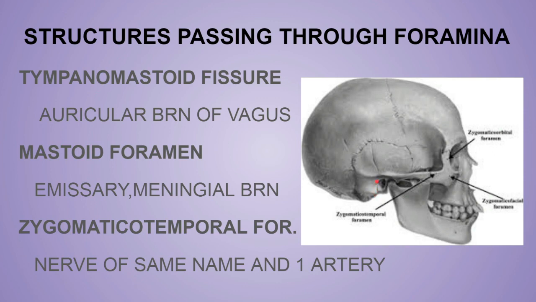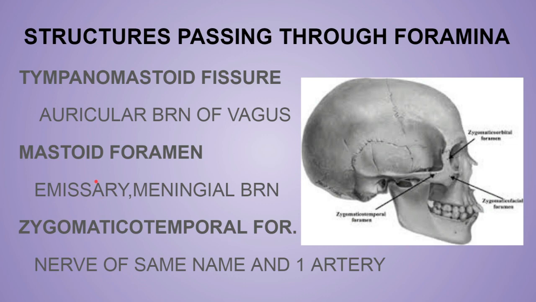Now the mastoid foramen is present in the mastoid process, somewhere in front of the occipitomastoid suture. It mainly passes two things: the emissary vein and the meningeal branch of the occipital artery. Now this emissary vein connects the sigmoid sinus to the posterior auricular vein.